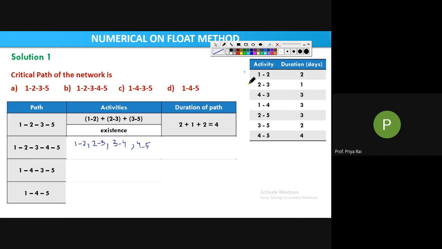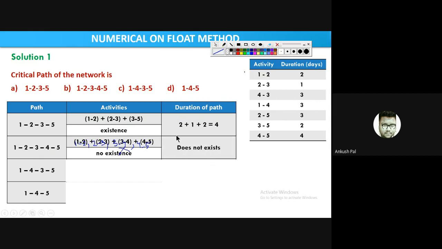Okay, actually this question is wrong because it is not following Fulkerson rule. Okay, but still if you consider that this is the correct diagram, then here 3 to 4 doesn't exist. Why? Because 4 to 3 is given here, not 3 to 4. So this activity does not exist, right? But the problem is wrong. Okay, because Fulkerson rule must be followed. I to j, j should be greater than i. As per the question, we are solving. Okay. So this does not exist. So we need not calculate the path duration.